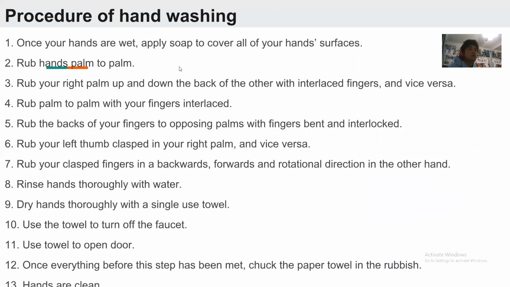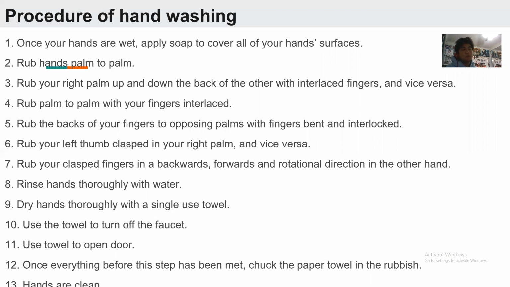Now, the procedure of washing a hand seems quite long, but in truth, it's quite simple. Essentially, you want to get your hands wet and then apply soap to cover all of your hand surfaces. Then rub your palm to the other palm. After that, rub your right palm up and down the back of the other hand with interlaced fingers, then vice versa. So essentially you keep doing this and you keep rubbing, keeping your fingers interlaced, as well as washing the back of your fingers.